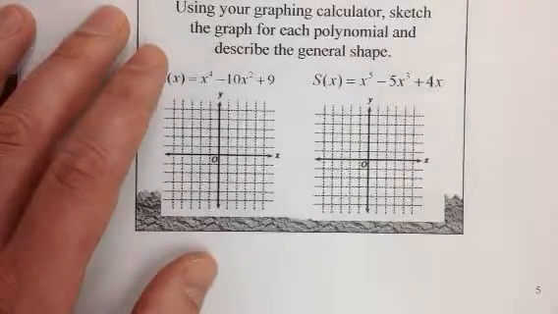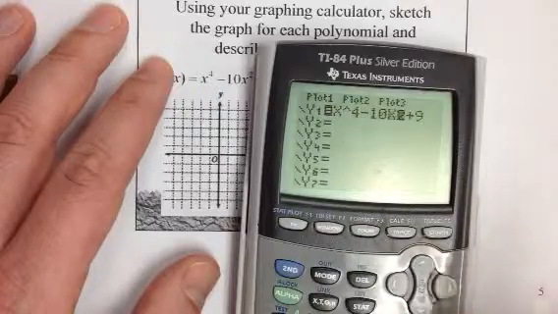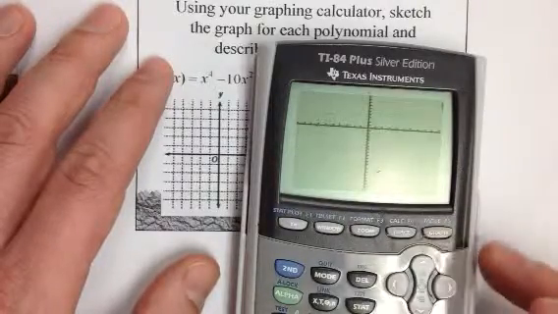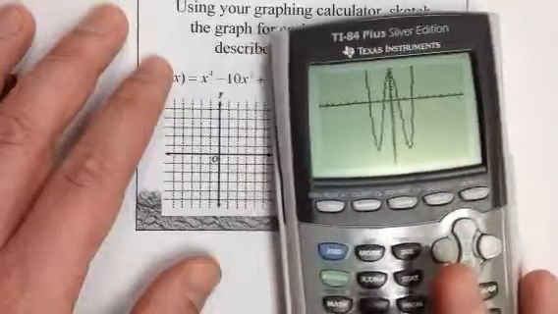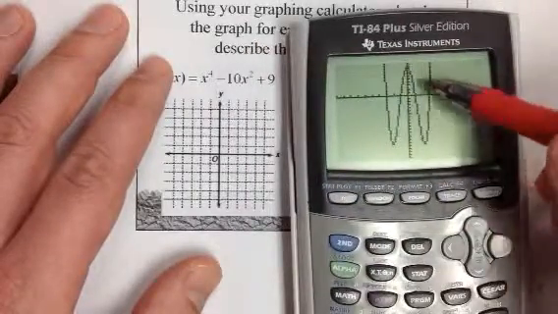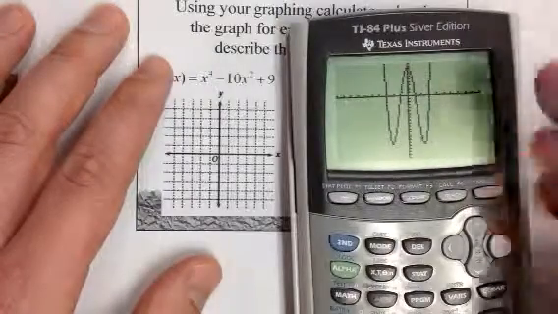Let me make sure that I put this in. Oh, see, not a bad example. I put it in wrong. Now we got a better example. Okay, so now look at this. We got this W shape, and look how many turns there are. There's 1, 2, 3 turns.